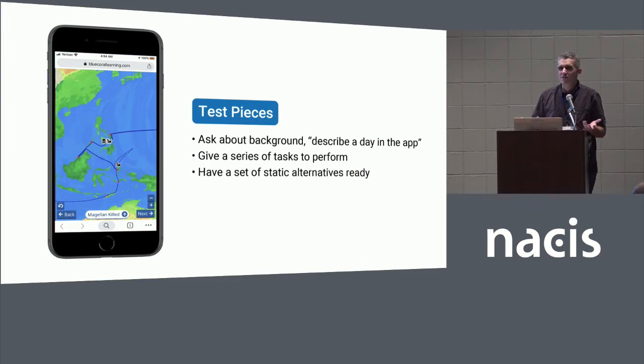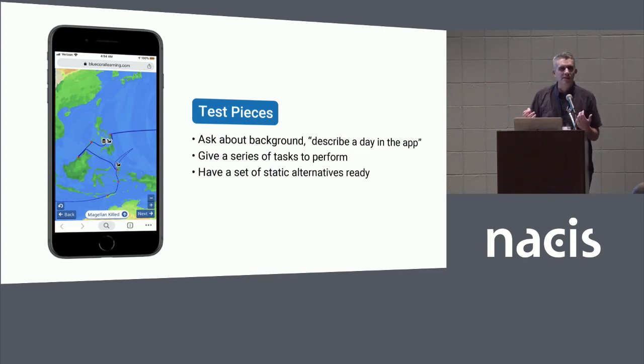I usually give a series of tasks to perform. I know with this Magellan piece, one of the things I'm going to ask them is to find where Magellan died halfway around the trip. I have a suspicion that this piece needs more labels on all the points, but I'm going to wait until I test it to see if that's actually true. If people really, really struggle with this, I think that might be true.